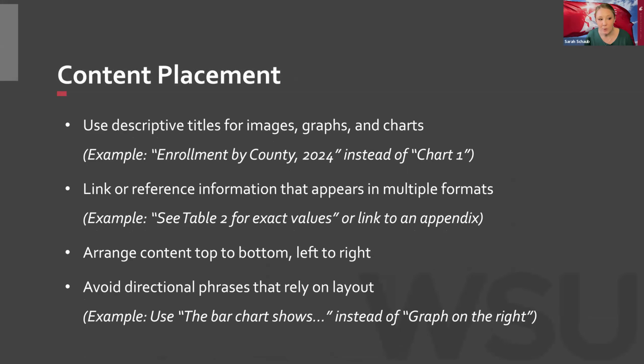Content placement is really important. You want to make sure you use descriptive titles for your images, graphs, and charts. An example would be using a title Enrollment by County 2024 instead of a title like Chart 1. Link or reference information that appears in multiple formats. An example would be see Table 2 for exact values, or you could link to an appendix for more information. Make sure to arrange your content from top to bottom and left to right. That is how most screen readers will read your information, so that's really important.